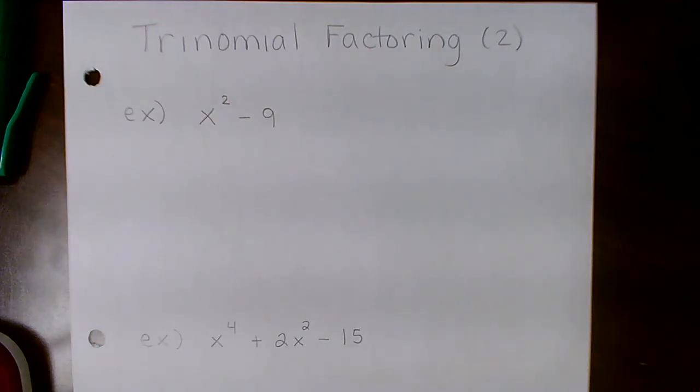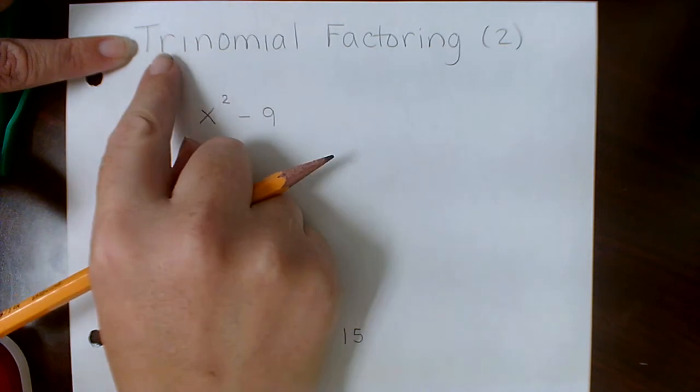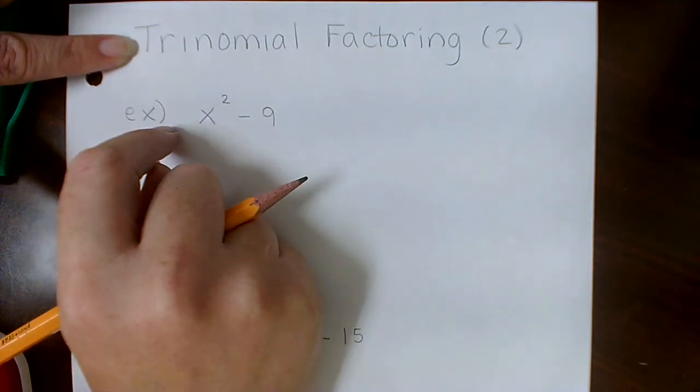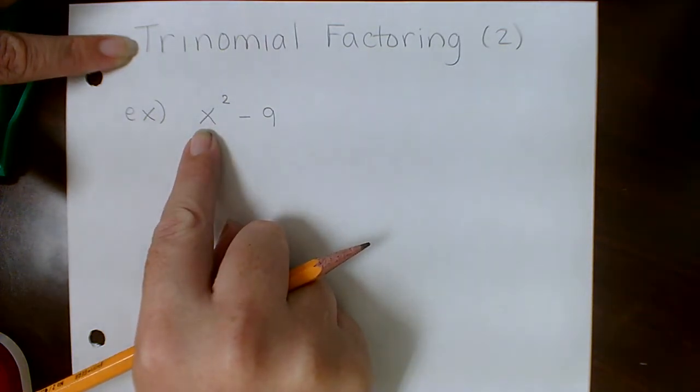Now that you've got an idea of what trinomial factoring looks like, we're going to look at some special cases of it. So the first thing we want to discuss is that trinomial, the prefix tri means 3. So trinomial factoring only works when you have 3 terms. There's only 2 terms here. So what can I do to fix that?